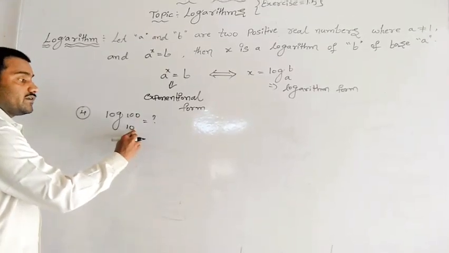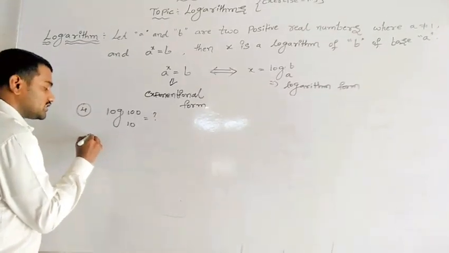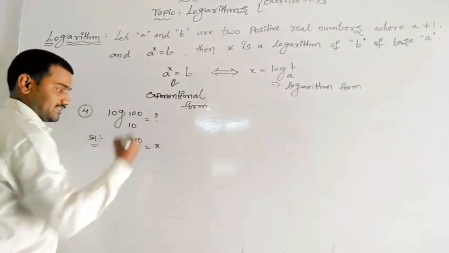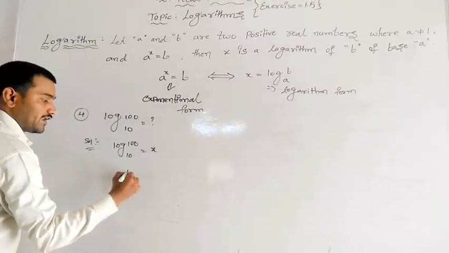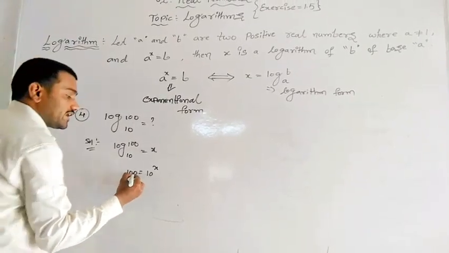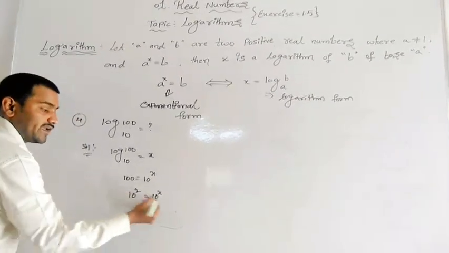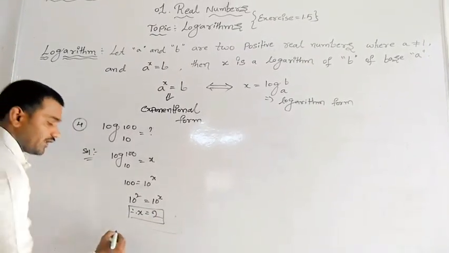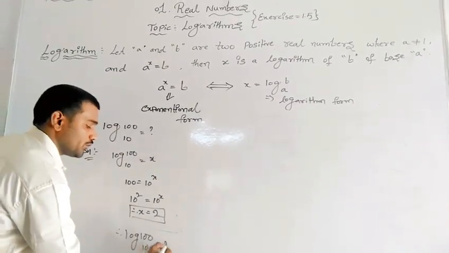Yes, 10 we can make into 100 by doing 10 square. The value will be 2. So let us solve in the general method: log 100 of base 10 equal to x. It is in the form of logarithm. Let's convert it to the exponential form. 100 equal to 10 to the power of x. Here 100 can be written as 10 square, so 10 square equal to 10 to the power of x. Here bases are equal, then exponents also will be equal, and x equal to 2. Therefore log 100 of base 10 equal to 2.